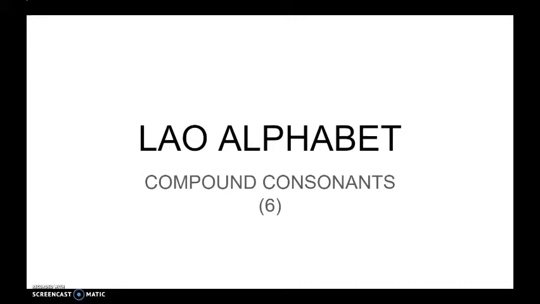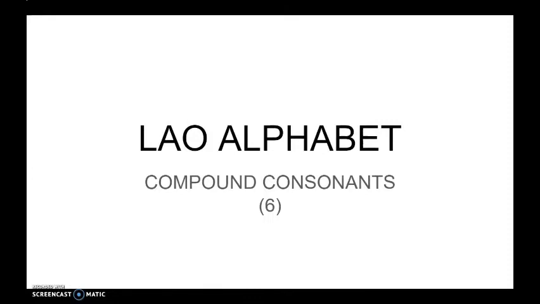This week we're going to be discussing compound consonants. In Lao there are basic consonants and then there's something called compound consonants, or combinations. Just like in English we have compound consonants. Sometimes they're considered diphthongs, or we have examples like th or ng.